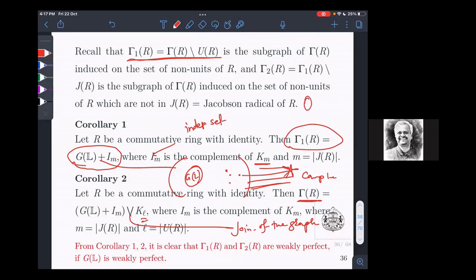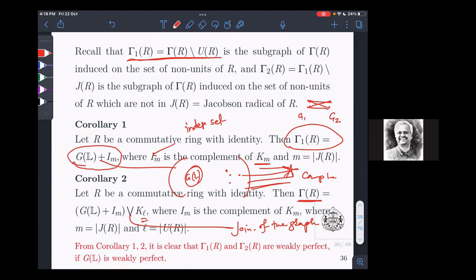If you have 2 independent sets, for example, this is my G1, this is my G2. This element will be joined to this one, and this element will join to this one. So this will be my G1 join G2. All the elements of G1 are joined to all the elements of G2. That will be my G1 join G2. So essentially gamma R is GL plus IM join KL.